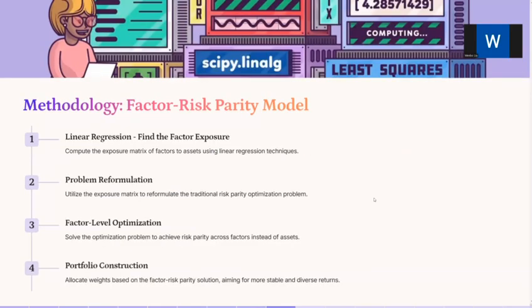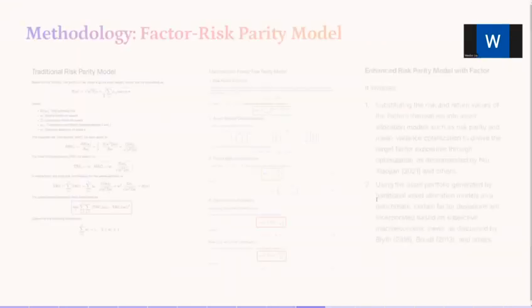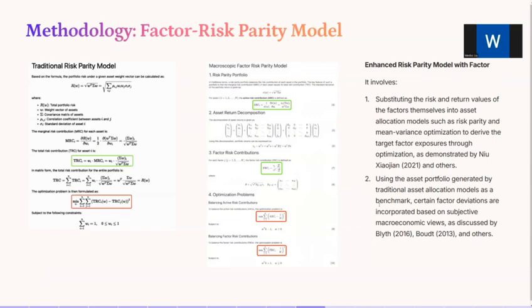And how do we do our factor risk parity model? First, we find the factor exposure and use it to reformulate the traditional risk parity optimization problem, and solve the new optimization problem and get our portfolio. And this is the formula. For the traditional ones, it calculates the portfolio risk and marginal risk contribution MRC, total risk contribution TRC. And for the new one, we substitute the TRC by FRC, which uses the factor exposure matrix calculated before, and solve the new optimization problem and get a new result. Then we can get our portfolio.